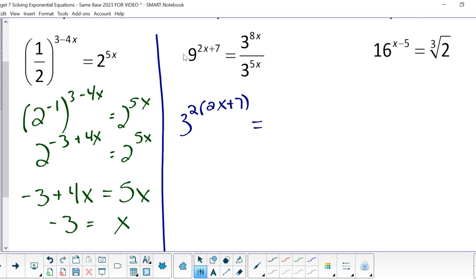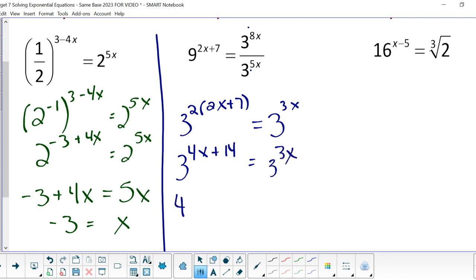And then when you have a problem where the bases are the same, but you're dividing, this is just like in the opener. This is when you subtract the exponents. So this becomes 3 to the 8 minus 5 is 3. So 3 to the 3x. So this simplifies to be 3 to the 4x plus 14 equals 3 to the 3x.